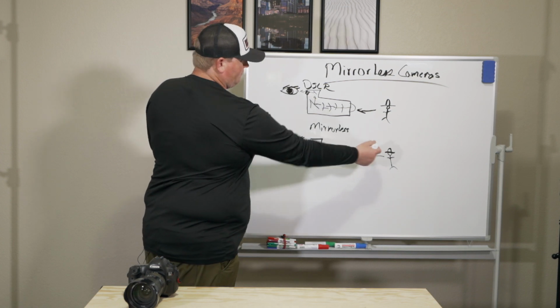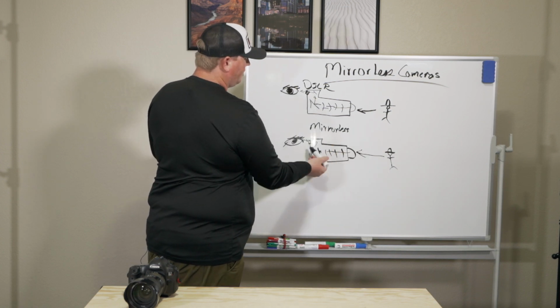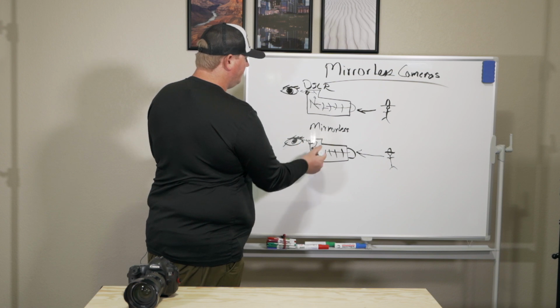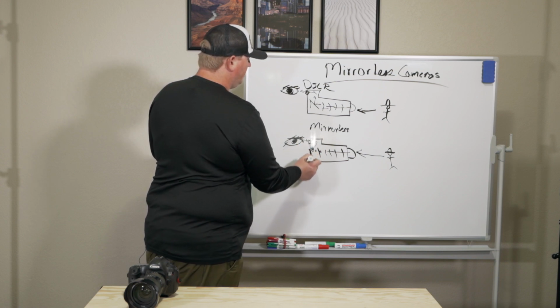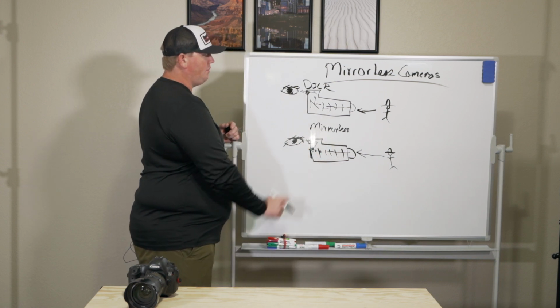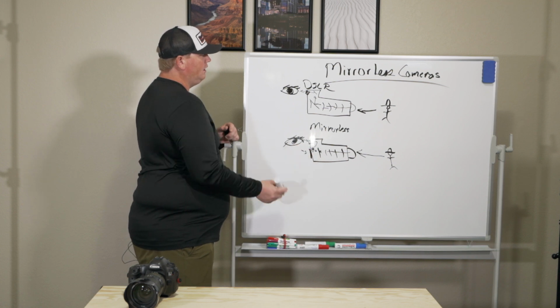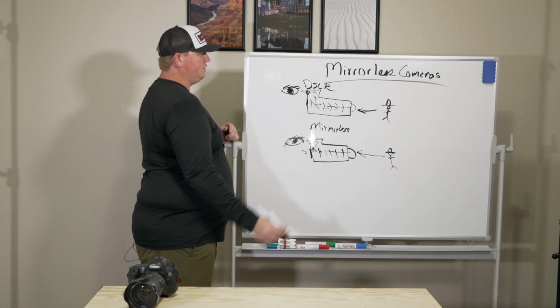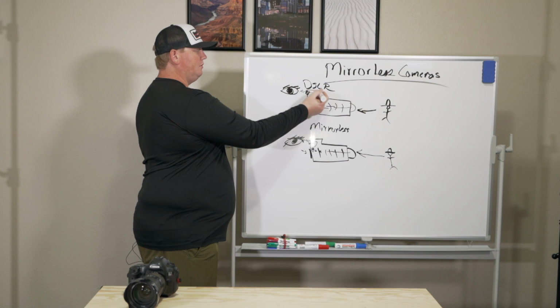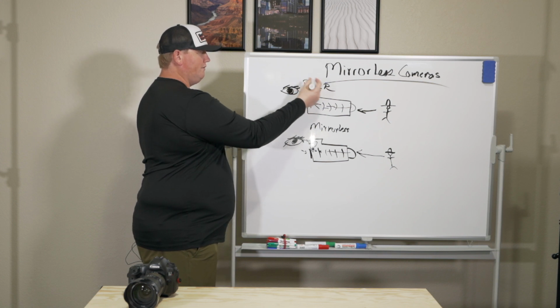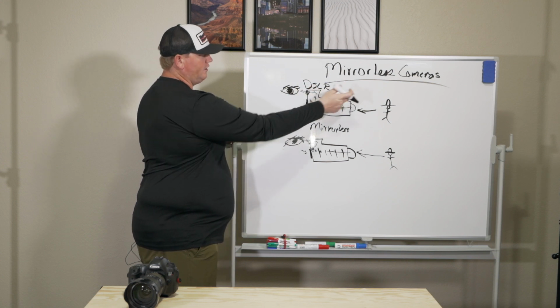So that light has to come in here, hit the sensor, be processed by the computer, and then shown to you on this screen, or a lot of people end up just looking at the screen on the back. So you can look at either one. DSLRs also have a screen on the back, but typically people are using the viewfinder to look at your images.